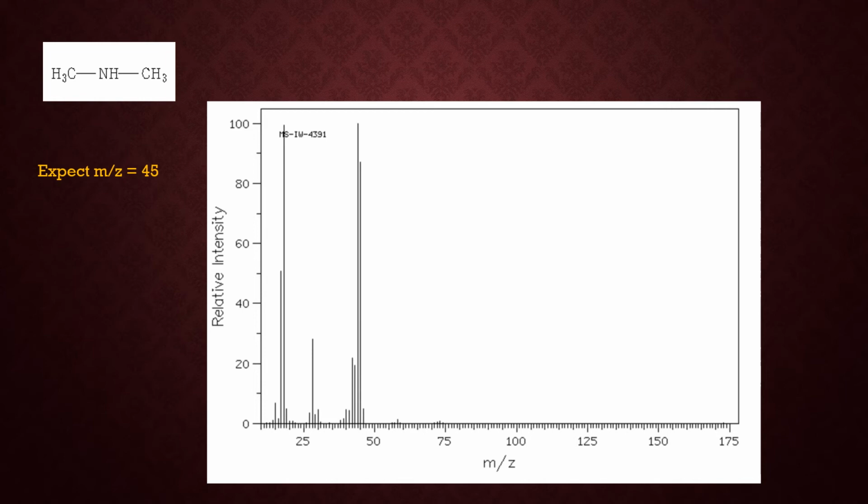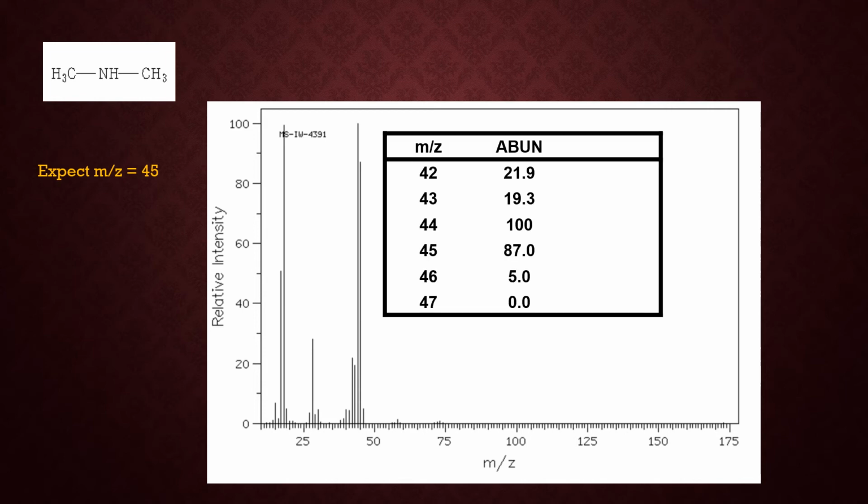The mass spectrum for the molecule is in the center of the slide, and when I get the table of abundances, I see that I have the following somewhat messy looking thing, and the expected M to Z, namely the 45, is not the most abundant species, but as Domino would tell us, these are likely hydrogen abstractions involving removal of the proton from the amine or the methyl groups.